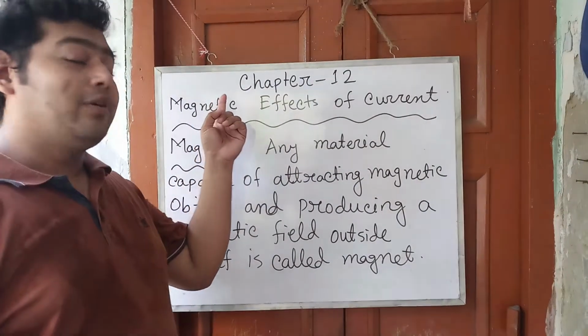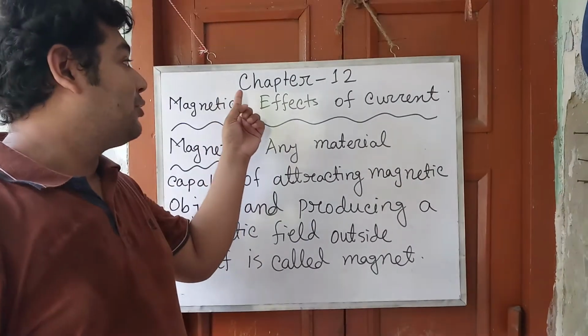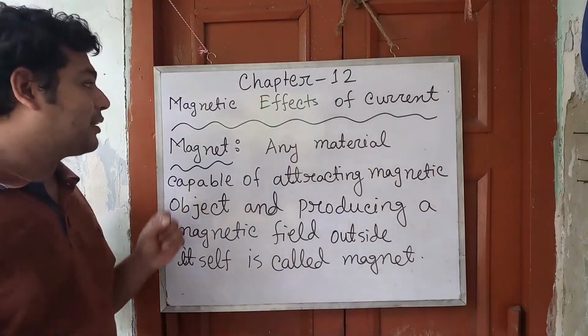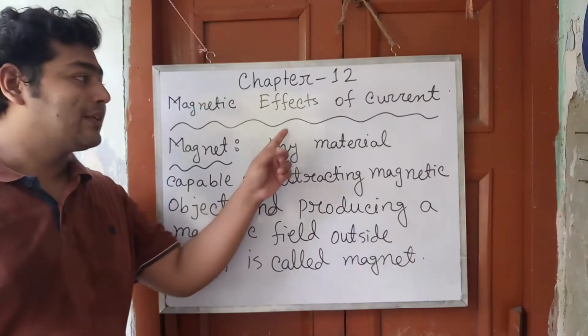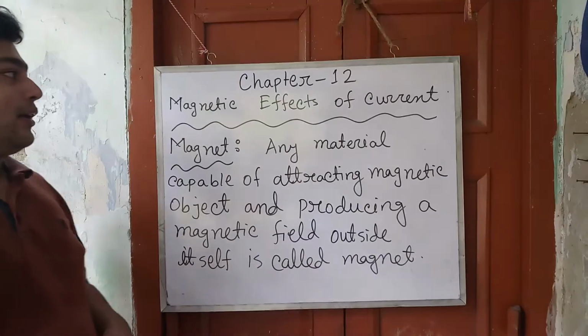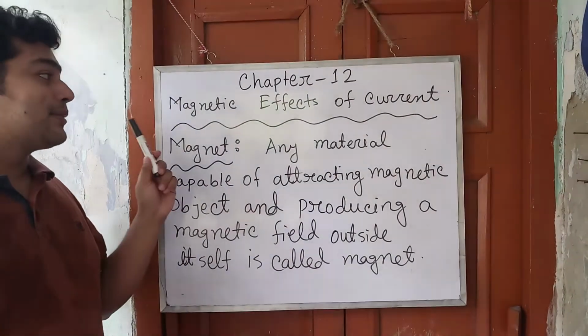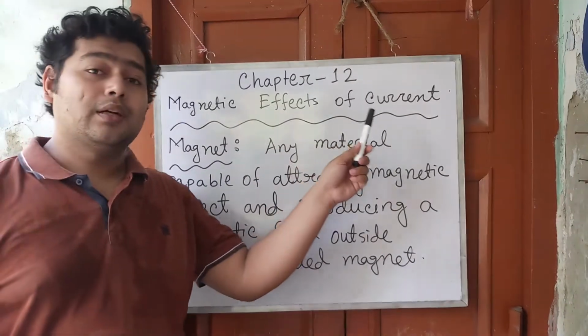We will start discussing our new chapter, chapter number 12, and the name of this chapter is Magnetic Effects of Current.